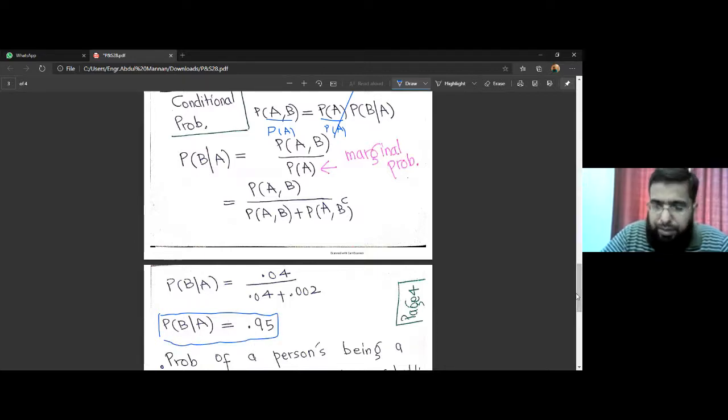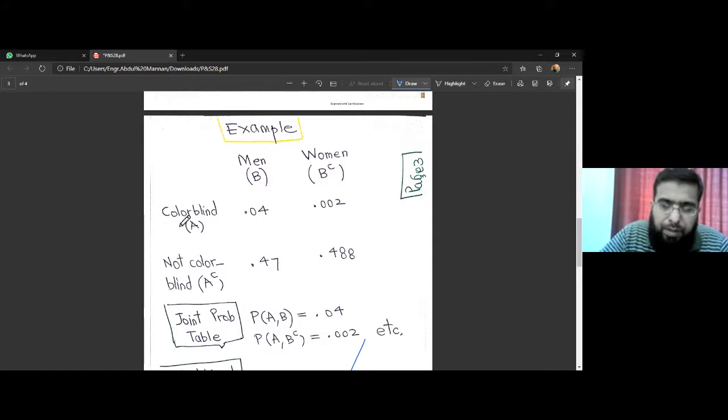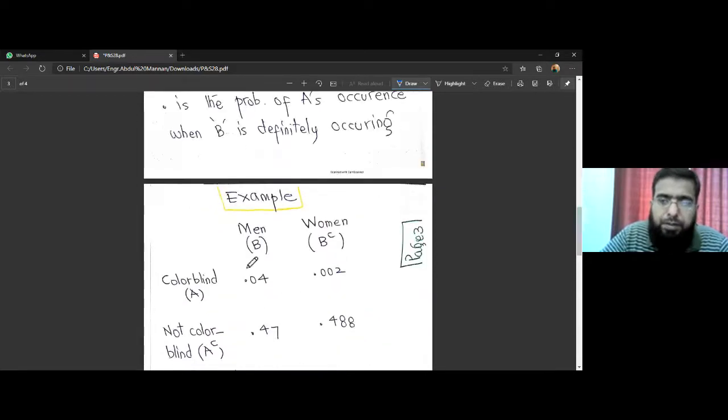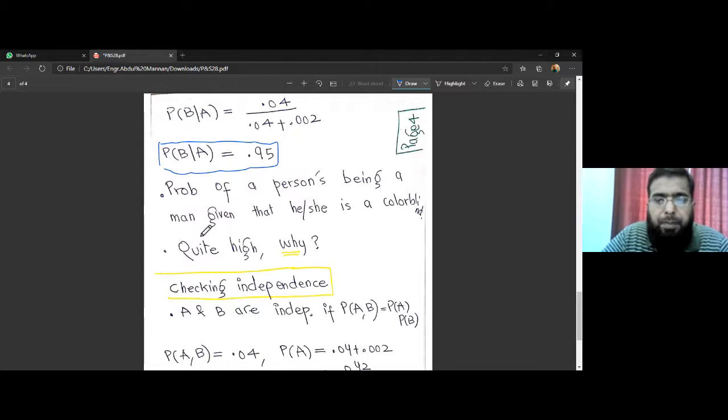This means the probability of a person being a man, given A, means A is definitely there. What is A? A is that the person is colorblind. It's definitely there because we have the A term after the given sign. What is B? B is a man. Given that he or she is colorblind, what is the probability that the person is a man? The probability is quite high, 0.95. Why is it quite high? Because colorblindness is a male dominant disease, therefore it's high in men.